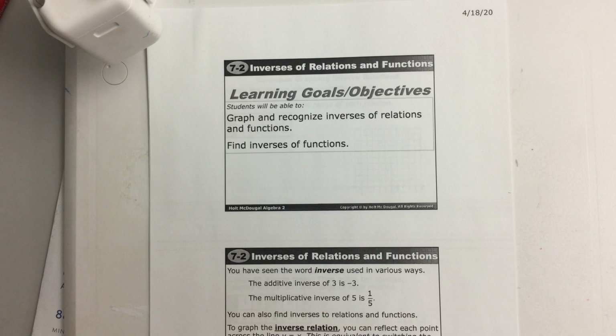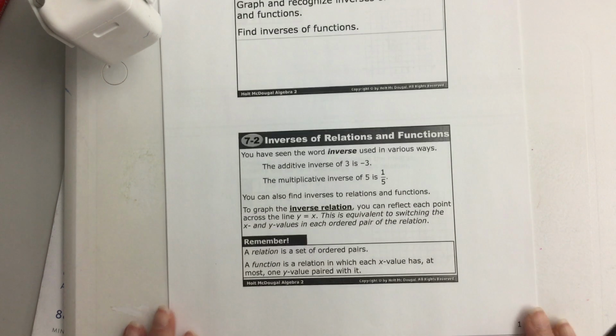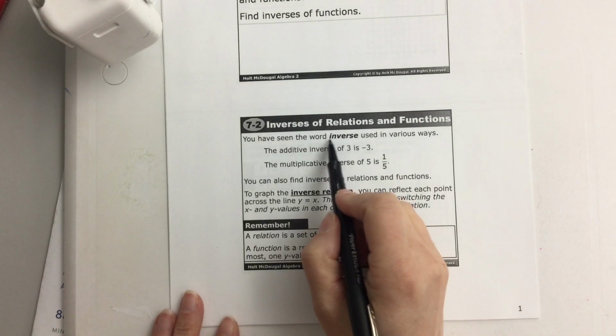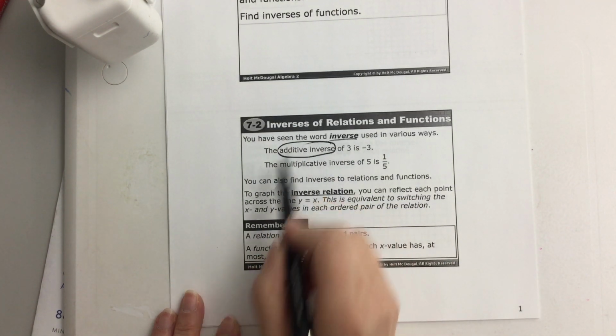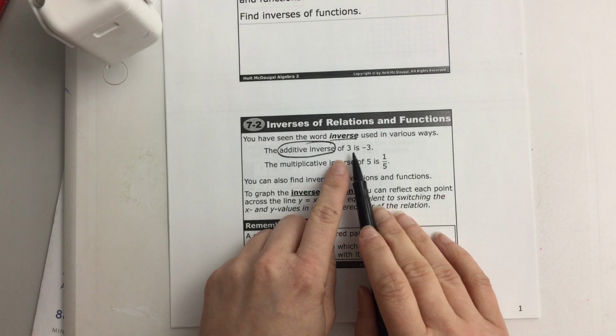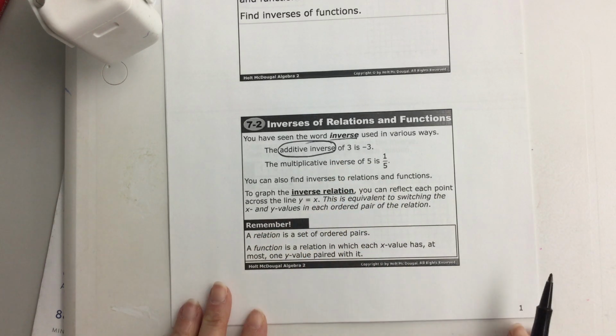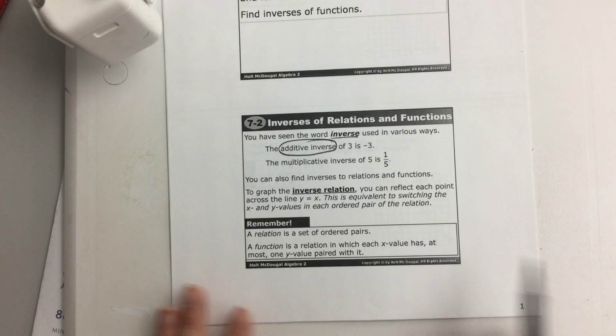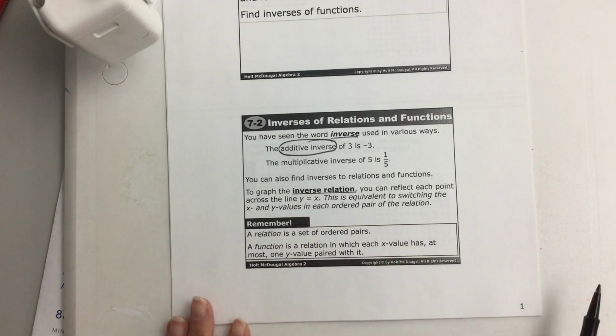Hey guys, today we are going to move into section 7.2 and look at the wonderful world of inverses. Now, in math before, you have heard the word inverse. An additive inverse is the fancy way of saying the opposite. So like positive 3 and negative 3. They're opposites, but they're also called additive inverses of one another.